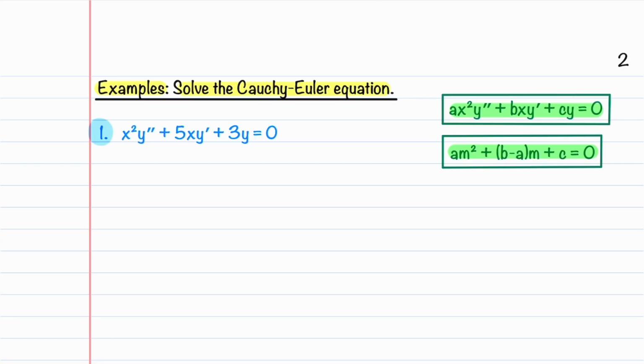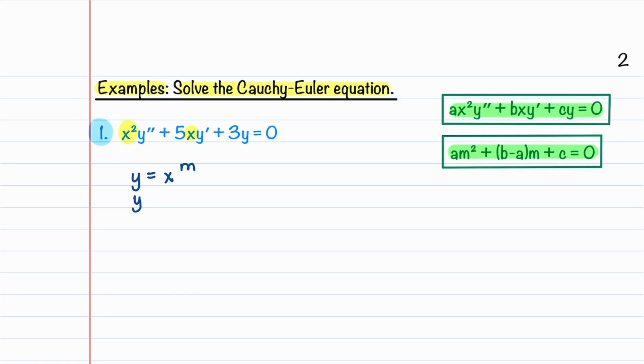It is x squared y double prime plus 5xy prime plus 3y is equal to 0. Notice that there is an x squared that multiplies y double prime and an x that multiplies y prime. That's how you know that it's a Cauchy-Euler equation. The solution for this type of equation is y is equal to x to the m. That's where you start. Now what we're going to do is find y prime and y double prime and then substitute them back into our equation.